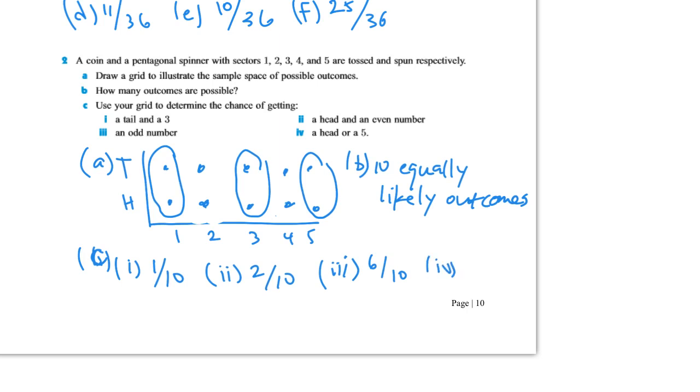And Roman numeral 4, a head or a 5. Remember that and versus or is a big deal. A head or a 5. So those 6 pink dots I just put there count as an outcome that has a head or a 5 in it. So 6 out of 10. Okay, turn the page.